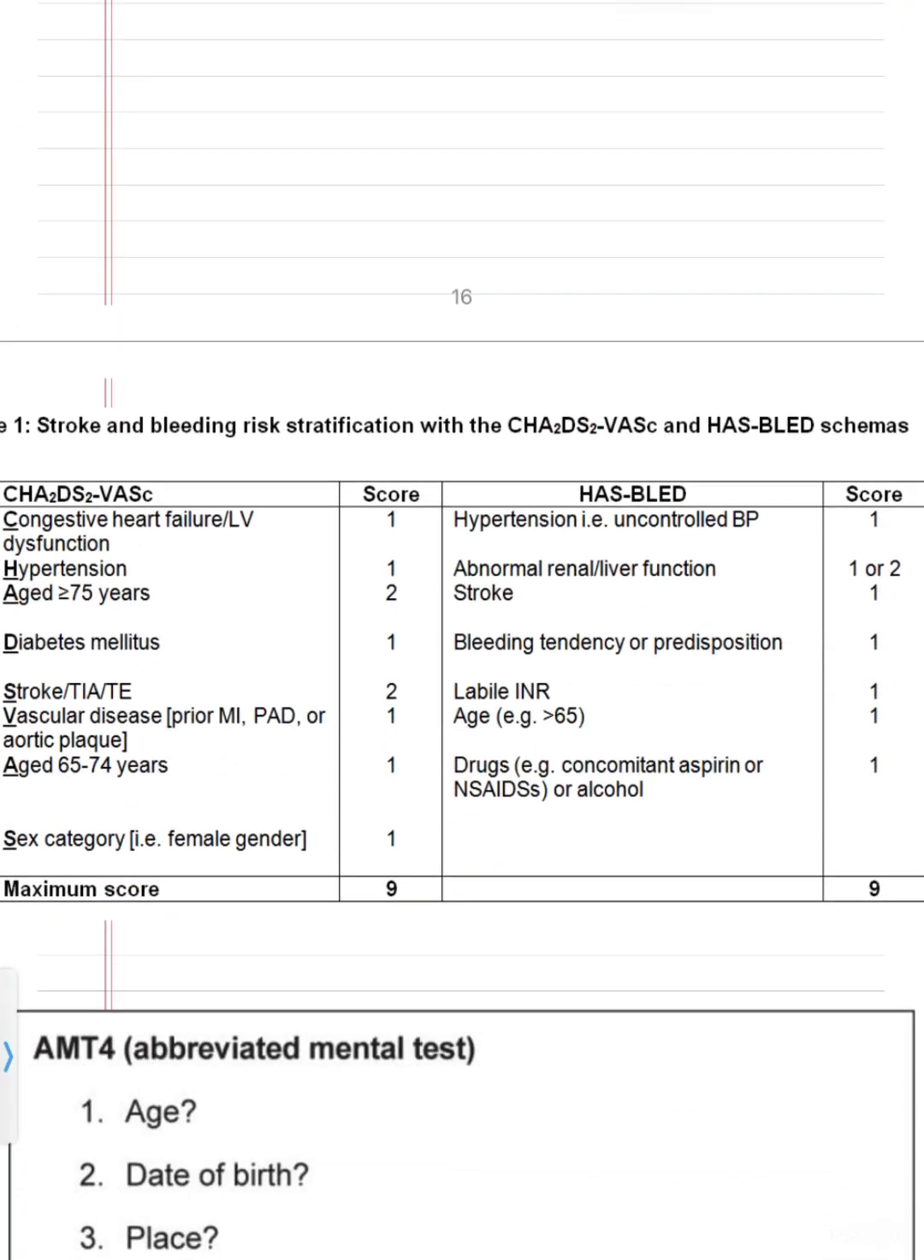So whenever we give this, we have to find out that there are two criteria: CHA2DS2-VASc and the HAS-BLED scheme. So what is CHA2DS2-VASc? It's congestive heart failure, score 1. Then hypertension 1, age more than 75 years 2, diabetes mellitus 1, stroke or TIA or thromboembolism 2, vascular disease (prior MI, peripheral arterial disease or aortic plaque) 1, age 65 to 74 years 1, sex category female gender 1. So the maximum score is 9.